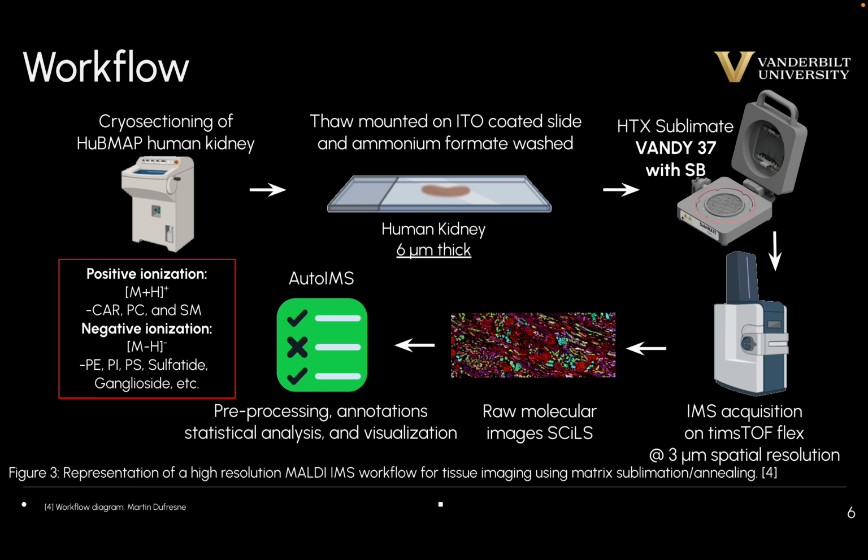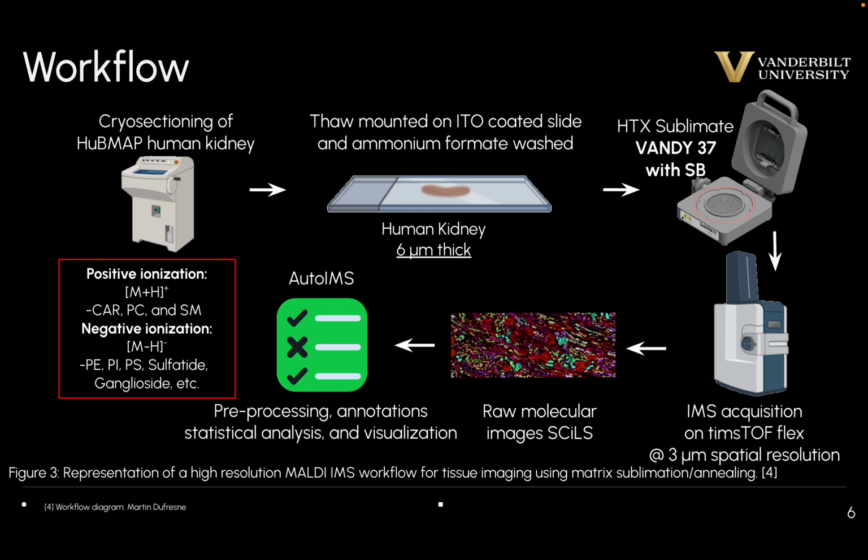And so after learning the general workflow for a MALDI IMS experiment, we then worked on bettering it to create a high-resolution MALDI IMS workflow. Since we were now able to image at a high resolution, we were able to use more precious samples, such as HuBMAP human kidneys, which were cut at a 6-micron thickness using our cryostat. Then we thaw mounted them onto ITO slides and washed them with ammonium formate like before.